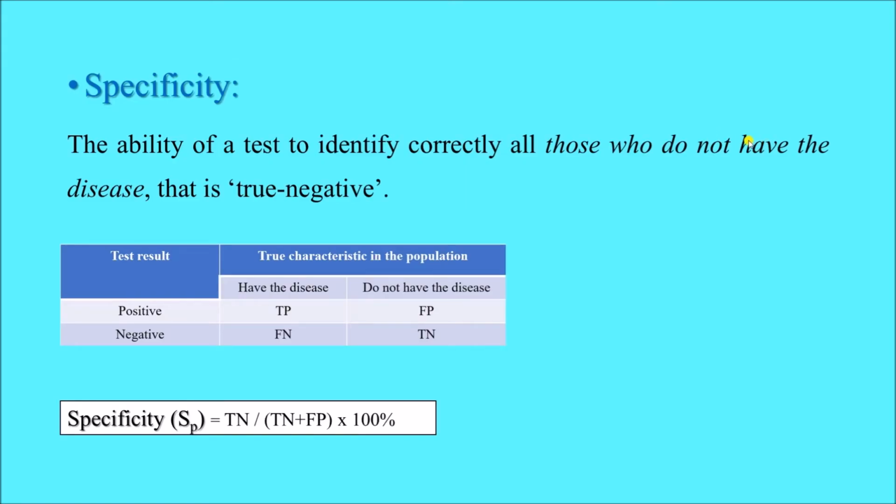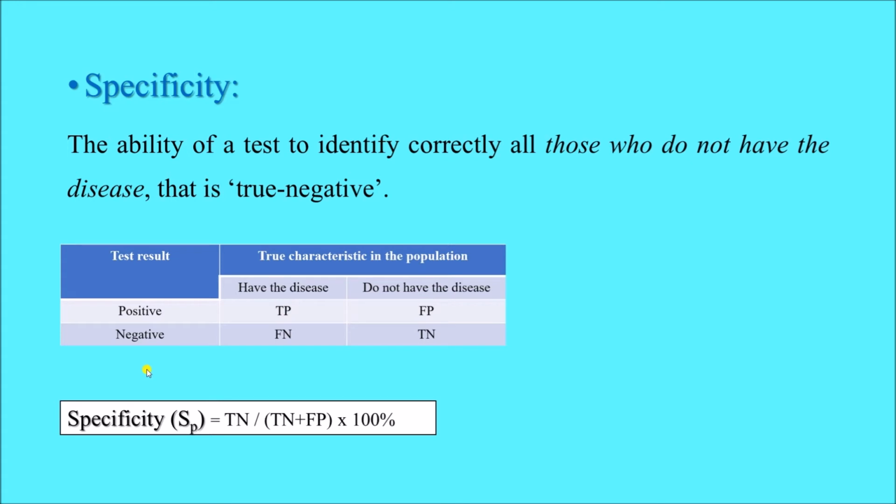Moving on to specificity, it is the ability of a test to correctly identify all those who do not have the disease, that is true negative. Same concept here. Those people who are not suffering from the disease, we want all of them to test negative, but even then some of them will test positive, which is false positive. The rest of the people who do not have the disease and tested negative are the true negatives, and we want this true negative to be as many as possible if we want higher specificity, right?